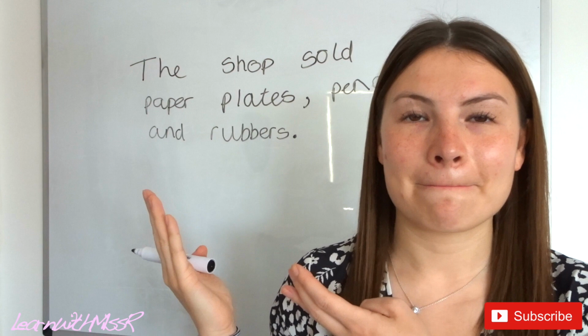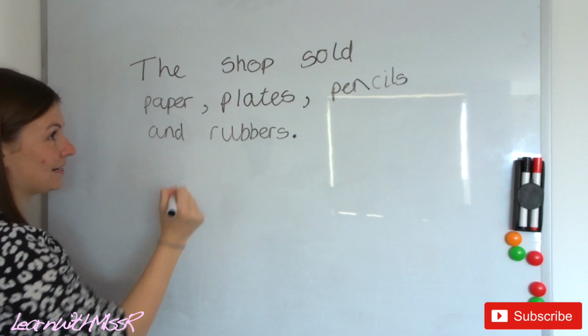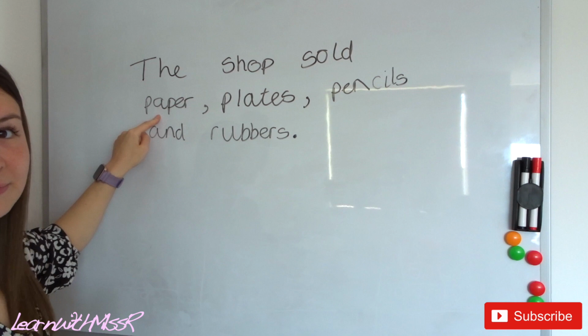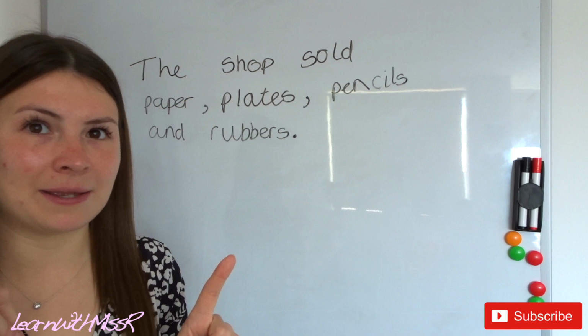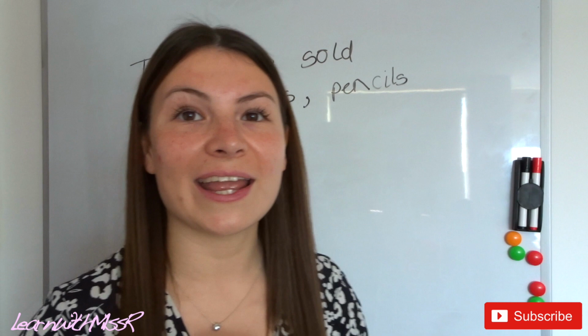But that comma that is missing from in between here, because paper and plates is actually two separate items in this shop, we need to put a comma. So now this reads, the shop sold paper, because it does sell paper. It also sells plates, but it doesn't sell paper plates. They are two separate items, okay? So it sells paper, plates, pencils and rubbers. That is why commas are really, really important, because it helps to distinguish the actual items that you are listing. Hopefully that makes a little bit of sense for you at home.